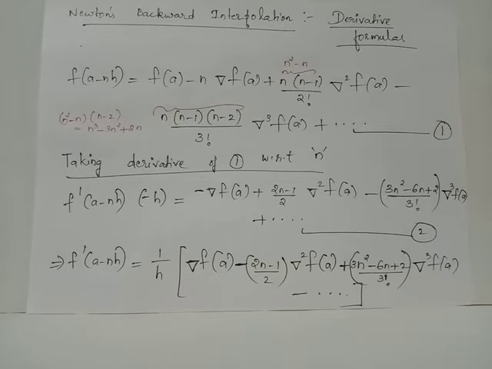Let us now evaluate the second derivative of Newton's backward interpolation formula. It's enough to take the derivative of equation 2 with respect to n on both sides. Thus, the LHS becomes f''(a − nh) multiplied by (−h)(−h), which becomes f''(a − nh) multiplied by h². Taking the derivative of the RHS of equation 2 with respect to n, we obtain 2/2 ∇²f(a) − (6n − 6)/3! ∇³f(a) + etc.